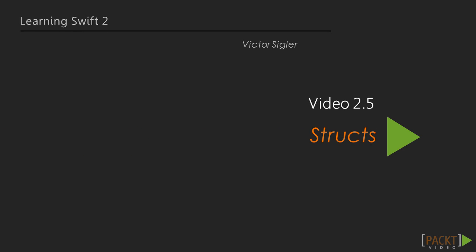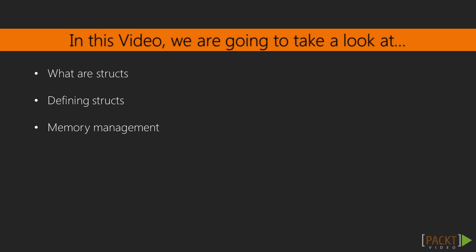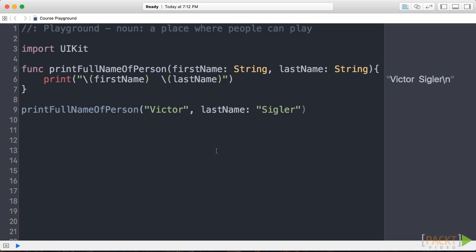In the previous video, we looked at how to declare and use optionals in Swift. In this video, we're going to take a look at structs, what structs are, how to declare them, and how they are managed in memory. Structures provided in Swift allow us to encapsulate related information. As structs encapsulate related information, we can define methods to provide some functionality, variables or constants, initializers, etc.